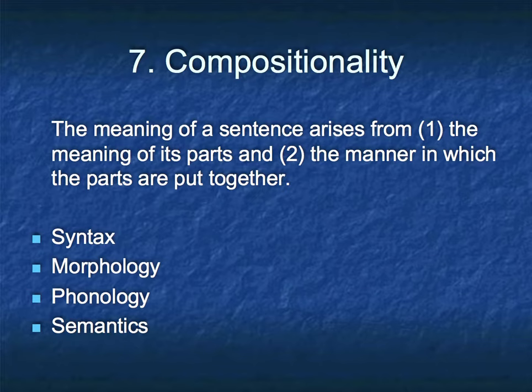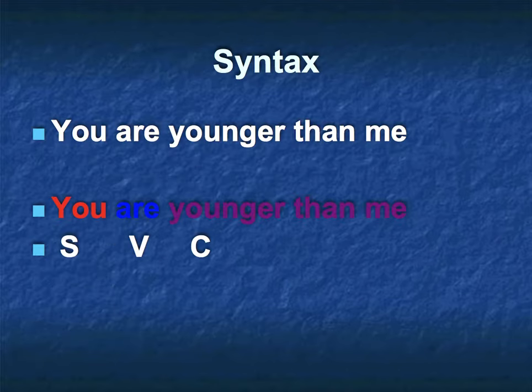Number 7, compositionality. This refers to the meaning of a sentence as arising from, number one, the meaning of its parts and the manner in which the parts are put together. So in that sense, we can look at syntax, morphology, phonology, and semantics. Let's take that sentence, "You are younger than me." We can see that it conforms to a classic subject-verb complement structure in English.